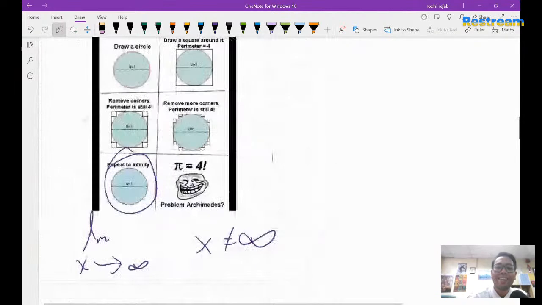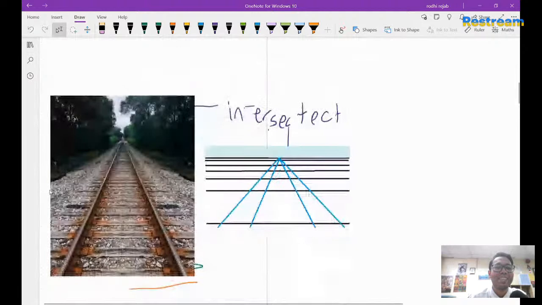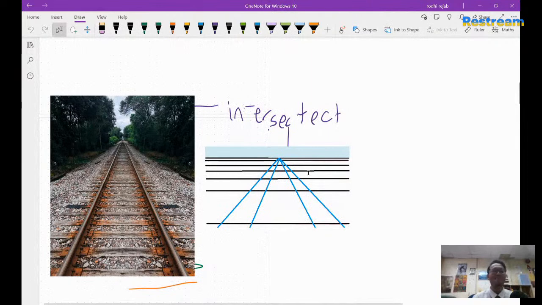And the moment I told Ashraf just now that parallel lines never intersect, he gave me the look. He said, "Hey, didn't you teach me this?" You betrayed me. Yeah, I told you, don't put infinity in the equation.